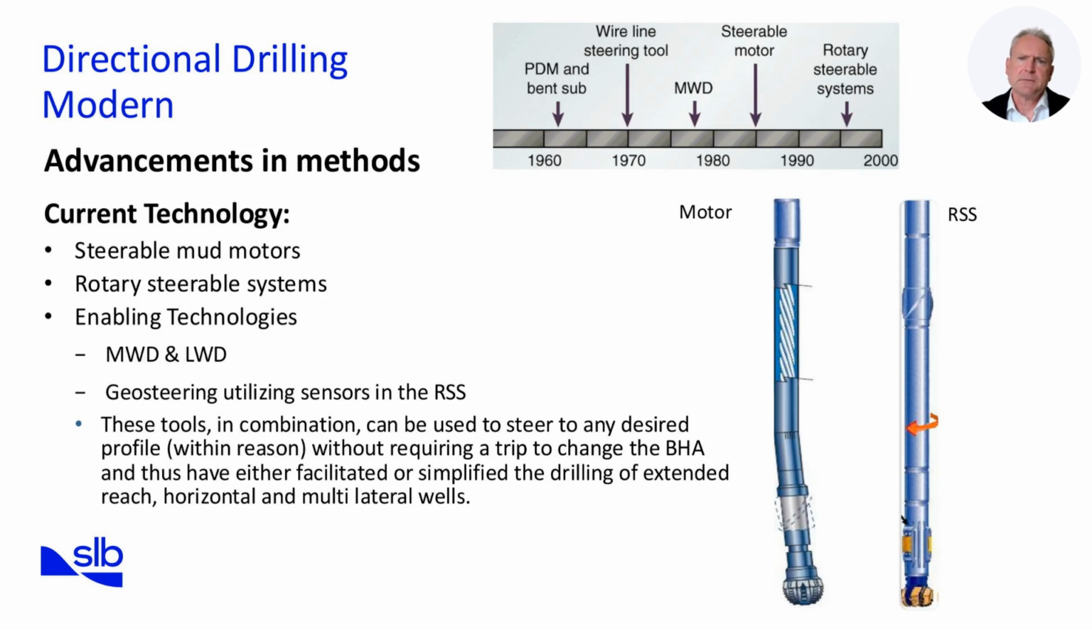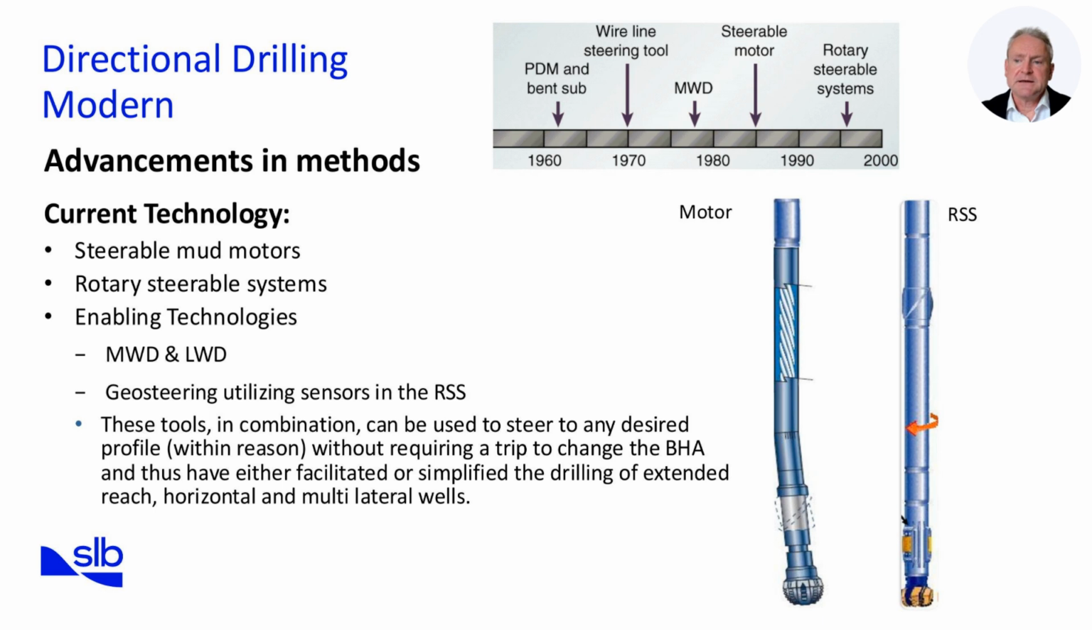Directional drilling has dramatically enhanced our ability to drill with precision, efficiency, and safety. As seen in the timeline at the top right of the slide, directional drilling technology has been evolving since the 1960s. We began with positive displacement motors, PDM, and bent subs, rudimentary tools that allowed some deviation from vertical drilling. This was a significant breakthrough at the time, but came with limitations in control and predictability.